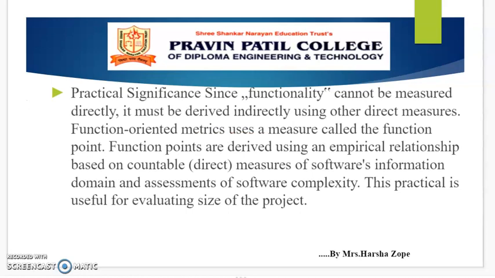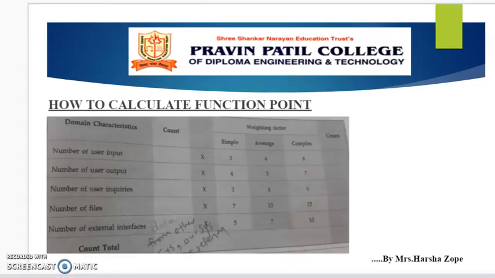Practical significance: since functionality cannot be measured directly, it must be derived indirectly using direct measures. Function-oriented metrics use a measure called the function point. Function points are derived using an empirical relationship based on countable measures of the software's information domain and assessment of the software complexity. This practical is useful for evaluating size of the project. Then we will see how to calculate function point.